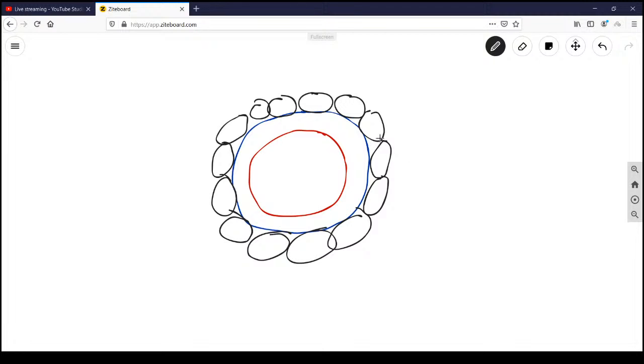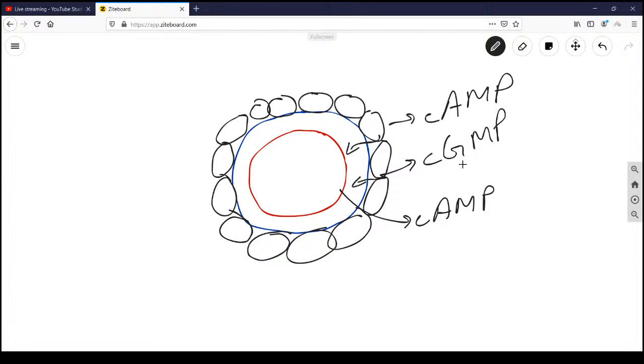Now what will happen is they will produce a molecule known as cAMP, cyclic adenosine monophosphate, and this cyclic adenosine monophosphate will travel through the gap junctions into the primary oocyte. In addition to cAMP, the follicular cells also produce and transport another molecule known as cGMP, cyclic guanosine monophosphate.